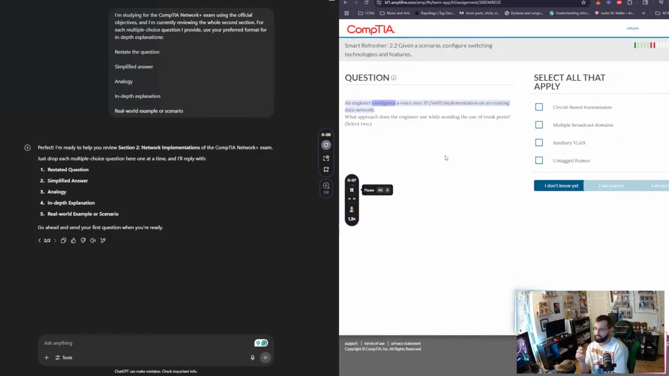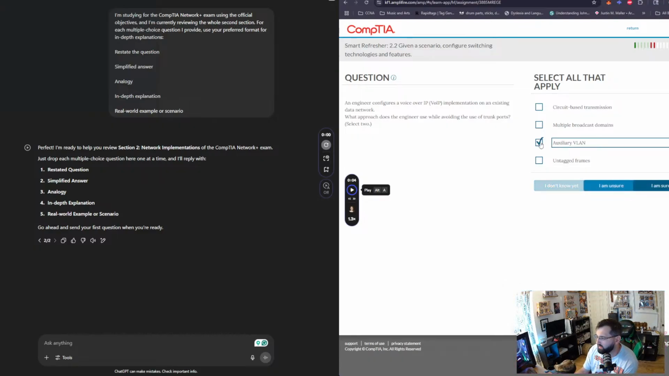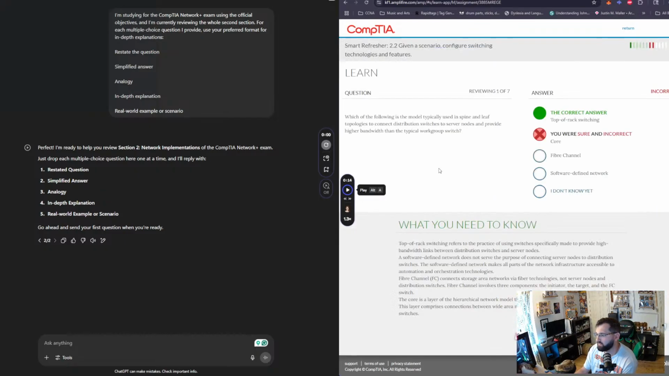An engineer configures a voice over IP, VoIP, implementation on an existing data network. What approach does the engineer use while avoiding the use of trunk ports? Select 2. Auxiliary VLANs and multiple broadcast domains. Yeah. All right.